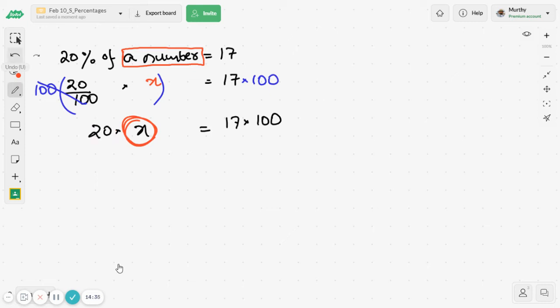How to get rid of this 20? The inverse operation of multiplication is division by 20. Don't forget, you have to divide on both sides. So 20 over 20 gets cancelled. x equals... 0 and 0 cancelled, 2 times 5. So this is 85.